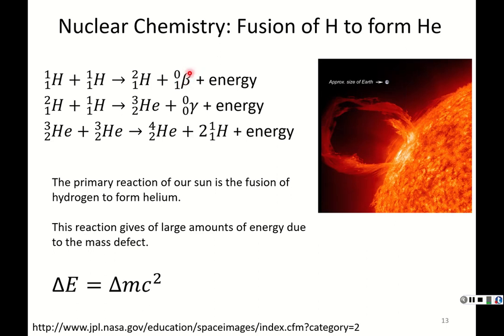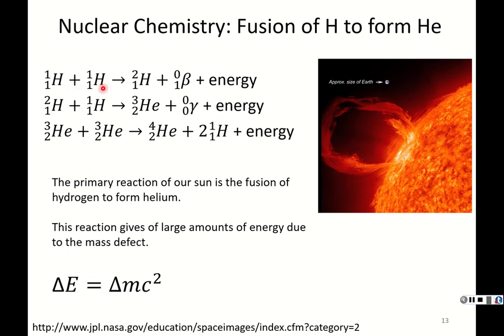So this is a beta particle, and it has 0 mass, and a charge of 1, so that is a positron. You have a gamma, so that's just energy. It does not have mass numbers. What else do we have?